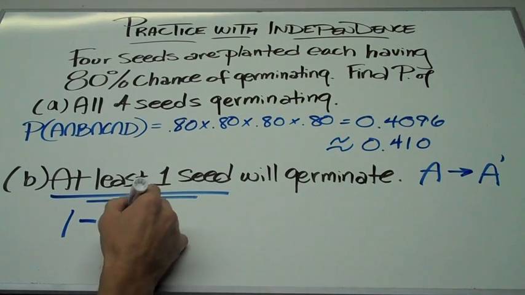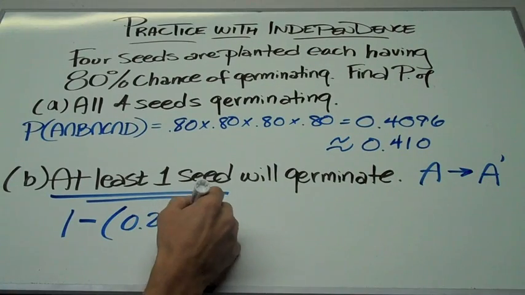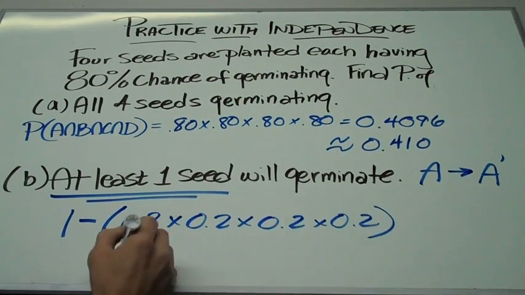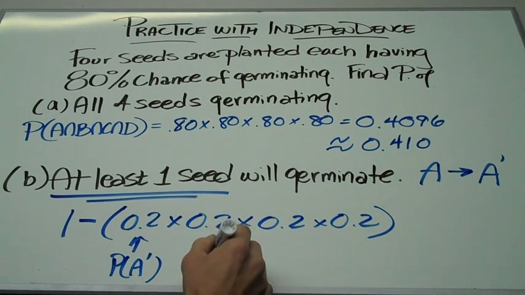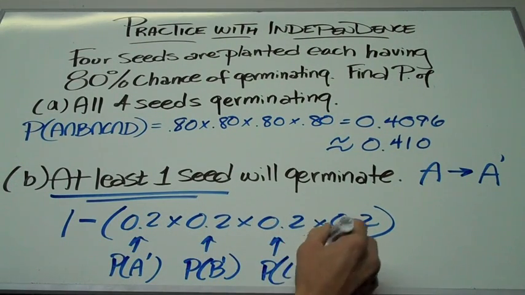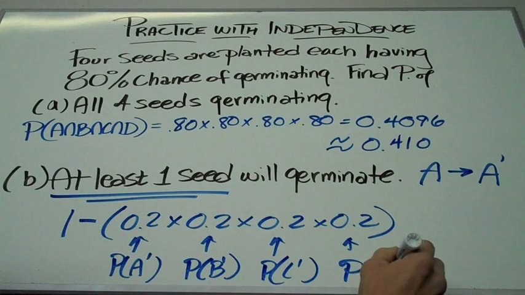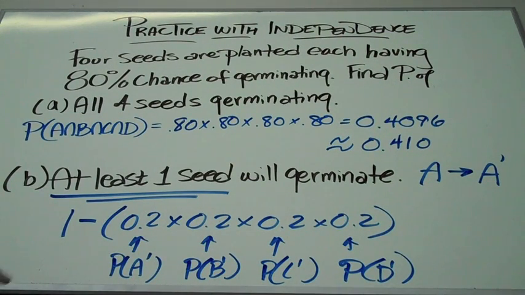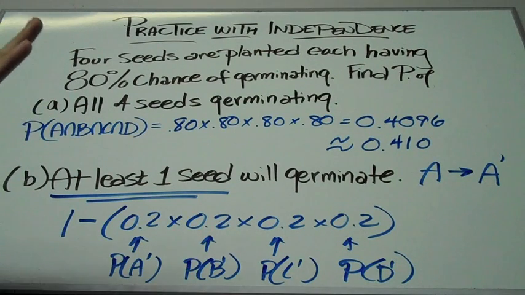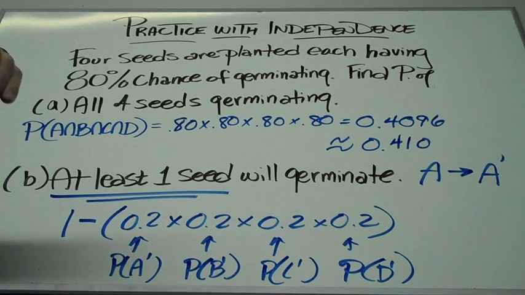So this is going to be 0.2 times 0.2 times 0.2 times 0.2. This is the probability of the complement of A. This is the probability of the complement of B. This is the probability of the complement of C. And this is the probability of the complement of D. So we've taken 100%, or 1 total, that's all probabilities together, minus the only situation we have to discard, the situation in which all 4 seeds do not germinate.